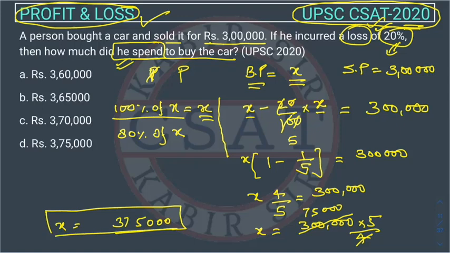So this is the buying price. It means the person bought a car for 3,75,000 and he sold it at 3 lakhs. So he incurred a loss of 20%. So the answer is option D. This is our answer. I hope everyone understood this. If you still have a problem, you can connect with us.